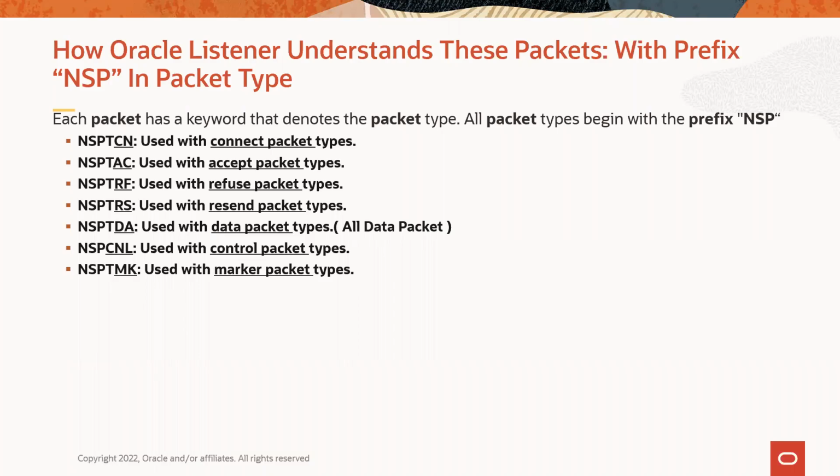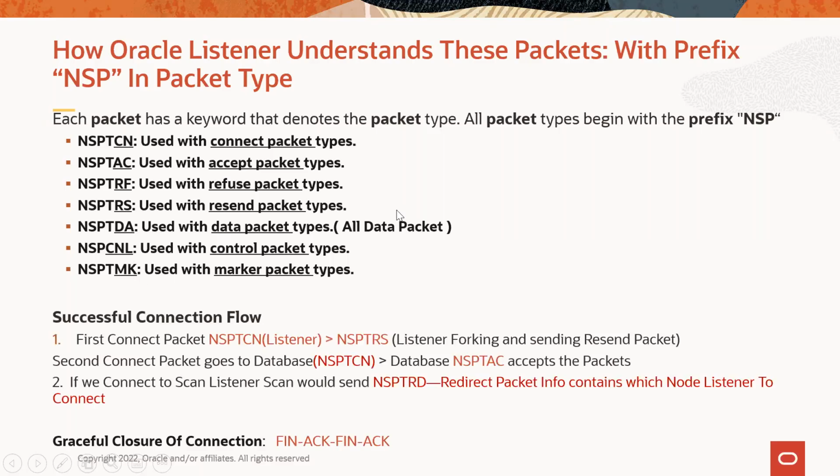All packet types begin with the prefix NSP, where NSPTCN is used as a connect packet. AC means it's an accept packet. RF is a refuse packet. RS is a resend packet. DA is a data packet. CNL is a control packet. And MK is a marker type packet.